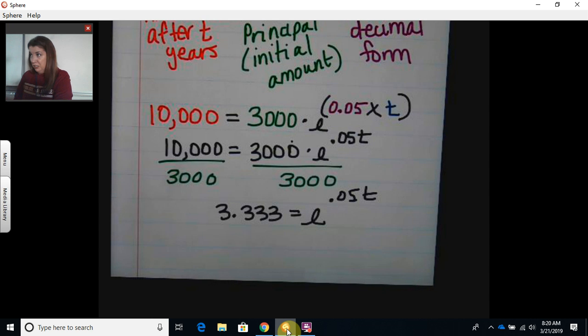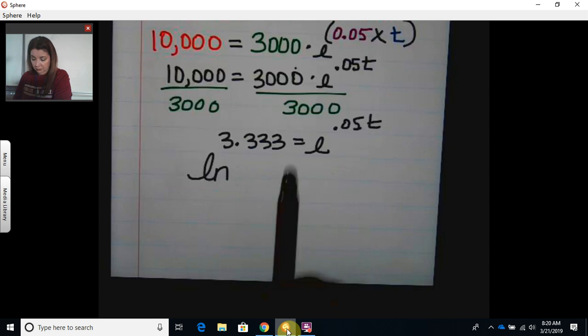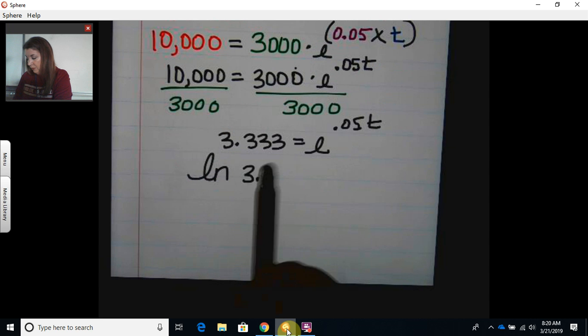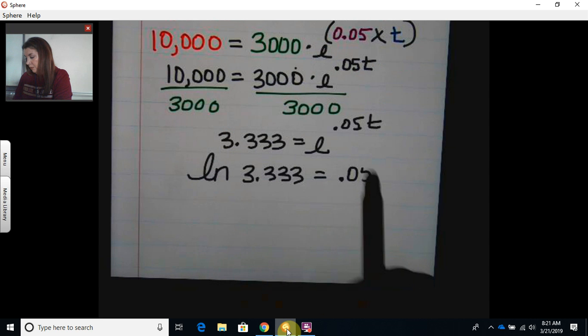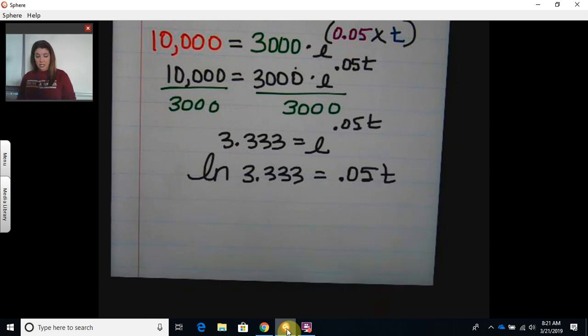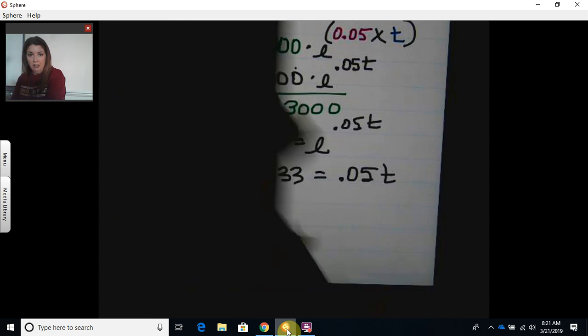All right, is this an exponential form? Yes, can we write it in logarithmic form? Yeah, what would be the base? E, right? It's flipped on the other side, but the base is always whatever has the exponent with it, right? So instead of log base E, we're going to write natural log of 3.333 equals 0.05t or 5/100 t. Now we already know at this point, we can evaluate the natural log of 3.33 in the calculator.